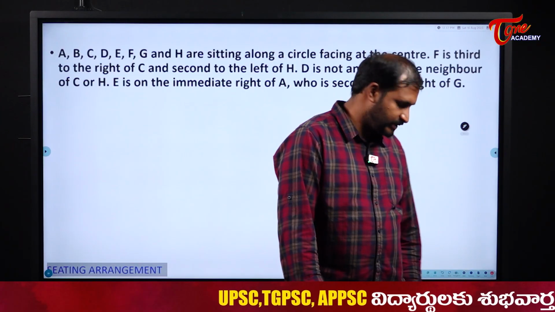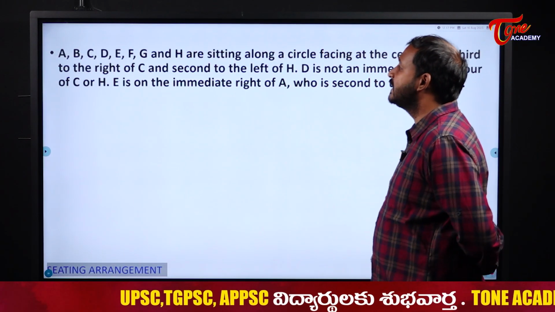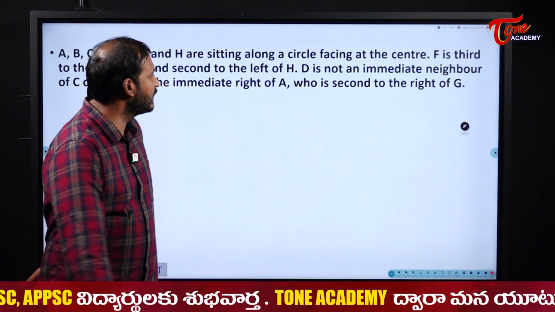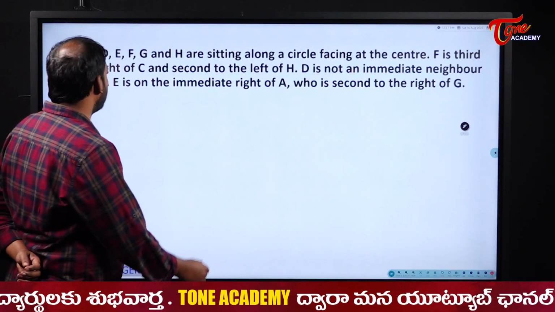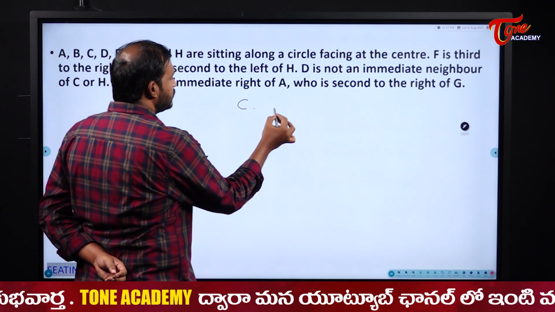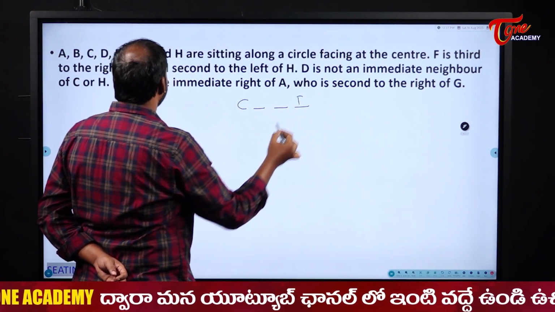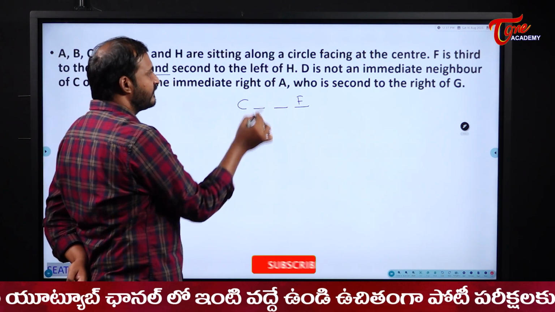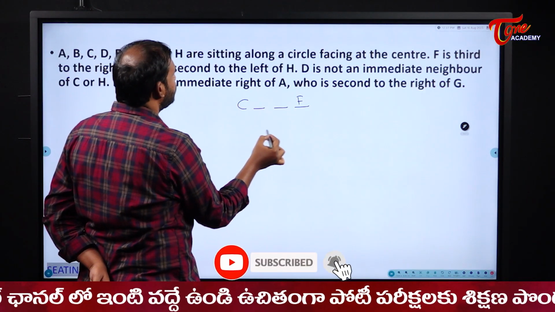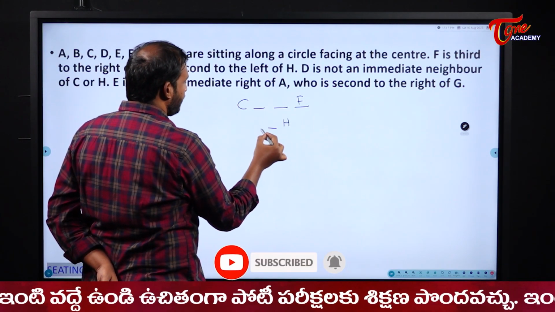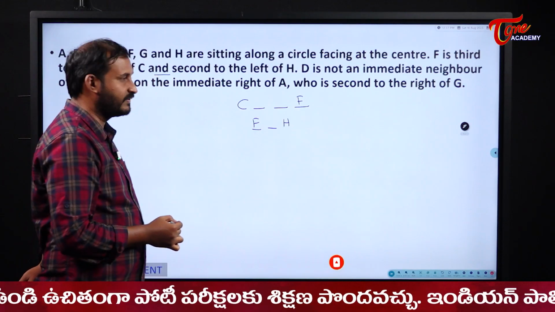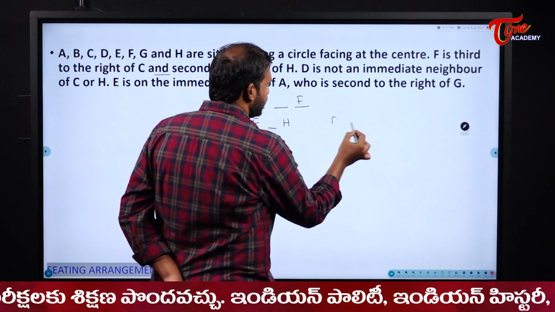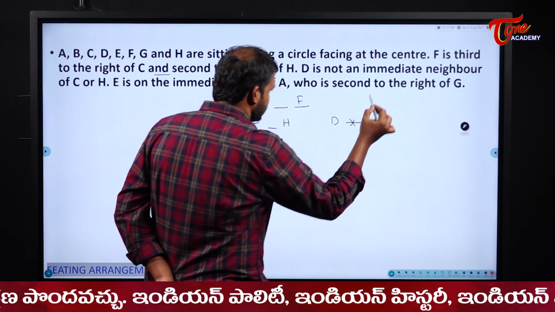Okay. Next arrangement. A, B, C, D, E, F, G, H are sitting along a circle facing the center. Okay. 8 people are sitting around a circle and facing. F is third to right of C and second to left of H. F is second to left of H. D is not an immediate neighbor of C or H.